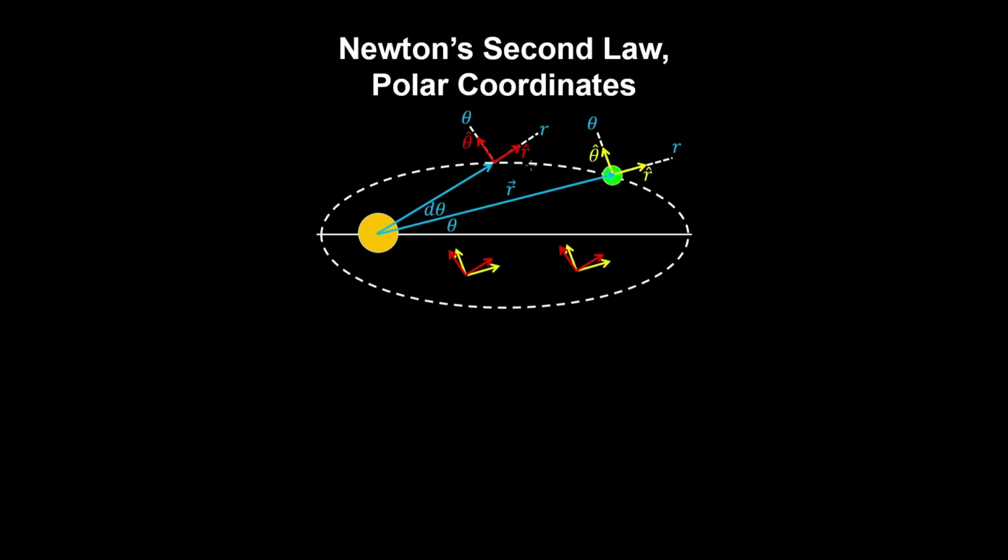Let's derive Newton's second law in polar coordinates. So suppose we have a particle that moves from one position to another in some infinitesimal time interval dt. Well, the position of the particle can always be described using the radial distance from the pole multiplied by the unit radial vector. And if we differentiate this with respect to time, we'll get the velocity of the particle.